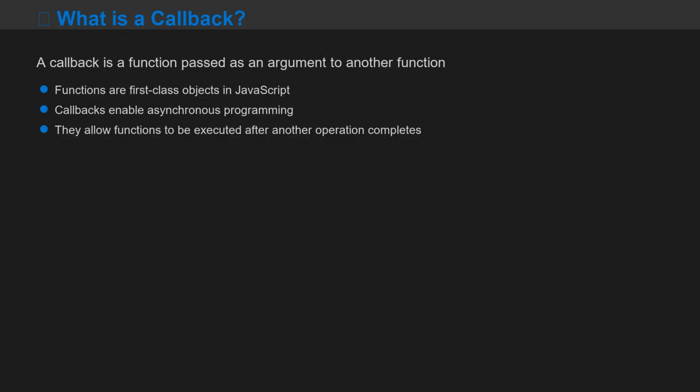So what exactly is a callback? A callback is a function that you pass as an argument to another function. Let me explain this concept in more detail. First, remember that in JavaScript, functions are first-class objects. This means they can be passed around just like any other value. Second, callbacks enable asynchronous programming. Third, they allow functions to be executed after another operation completes.